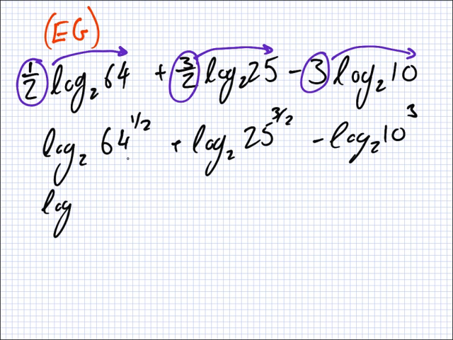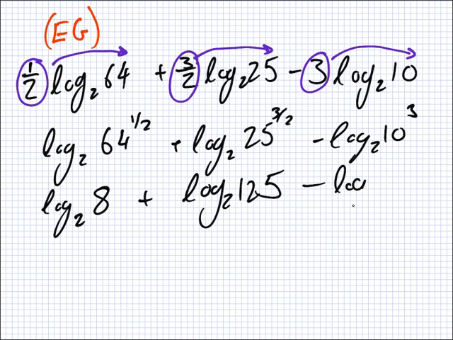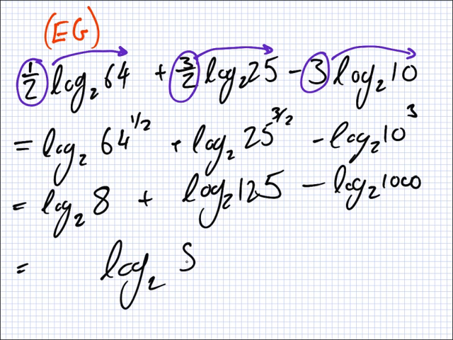Now, 64 to the power of a half, you know what that is. It's the square root of 64, which is 8. Now, this is the square root of 25, which is 5, and then cubed, 125, good. And then 10 cubed, 1,000. Now, because these are being added, we can use the rule that says you multiply. And because this is a minus, divide.